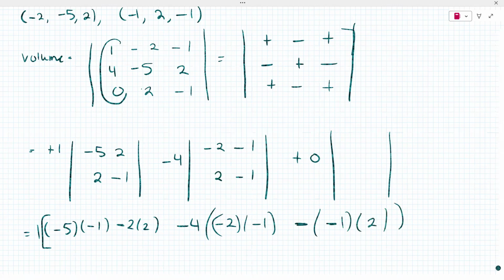When you do all the work, we actually get -15, but we know that the volume is going to be the absolute value of that number. So the volume of this parallelepiped with the given vertices is 15.